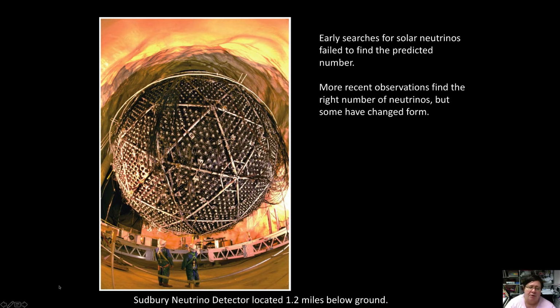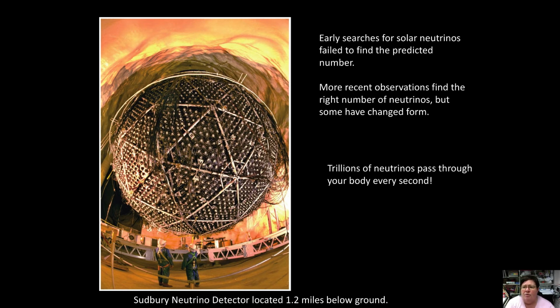This is the Sudbury Neutrino Detector, located about 1.2 miles underground. The reason it's underground is to get rid of interference that might confuse scientists about whether they saw a neutrino or something else. And trillions of neutrinos are passing through your body every second because they don't really care about matter. They're not doing anything to you, but trillions are passing through you every second.